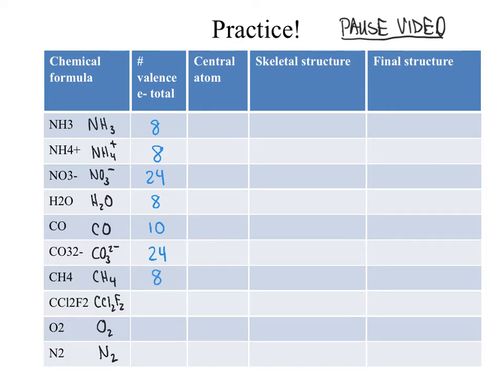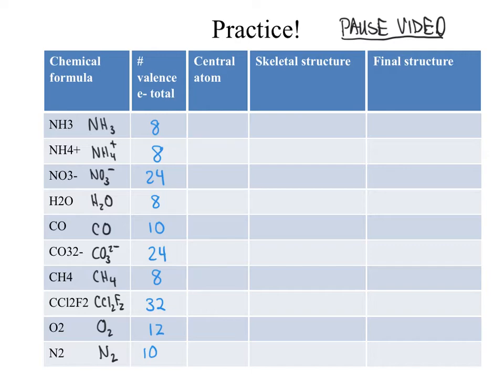And then CCl2F2: chlorine and fluorine are both in group 17, so they both have 7 valence electrons. 7 times 4, 2 for the chlorines and 2 for the fluorines, is 28. And then the carbon has 4 valence electrons, so 28 plus 4 is 32 electrons. O2: oxygen is in group 16, so that's 6 valence electrons from each oxygen. 2 times 6 is 12. And then for N2, each nitrogen has 5, and 5 times 2 is 10. So 10 valence electrons for the nitrogen.